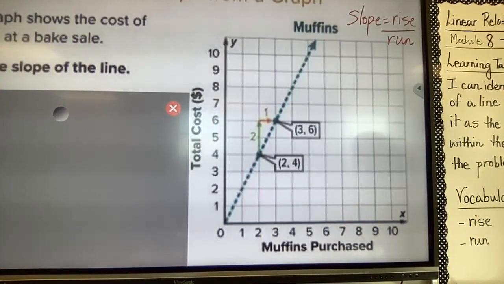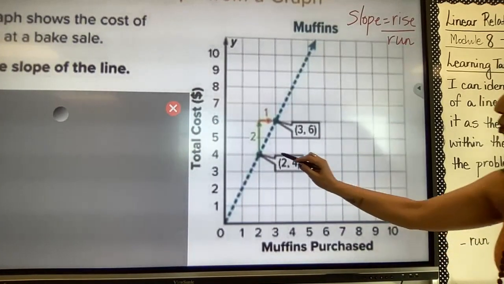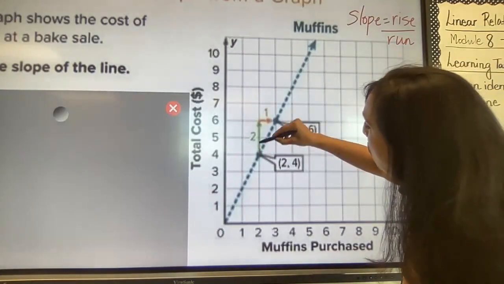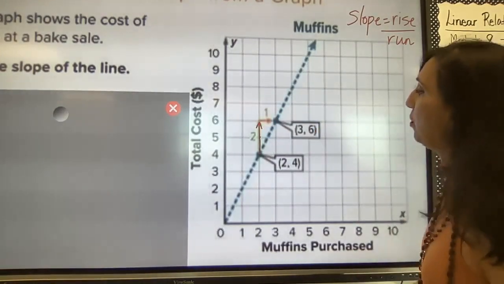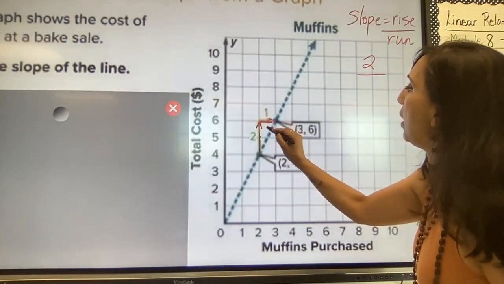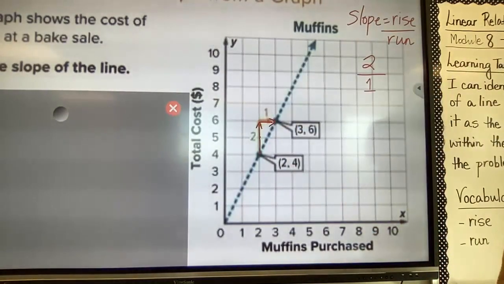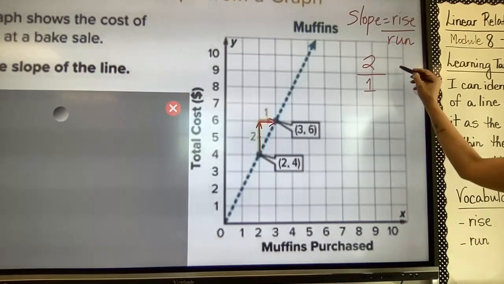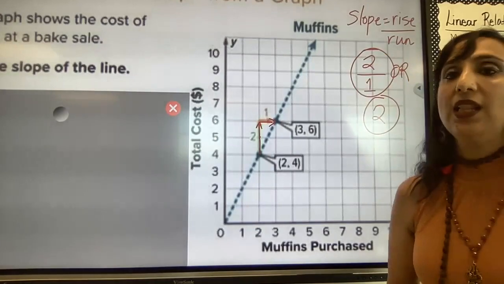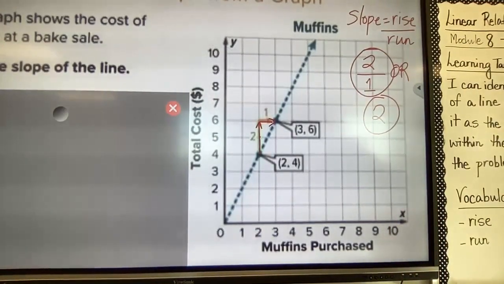And in this case, the points are (2, 4) and (3, 6). When I'm looking at the vertical change, what do I see? I have 1 and I have 2. Okay, so my rise is 2. My run is just 1. So this is 2 over 1. Okay, and therefore the slope of the line is 2 over 1, which is 2. So that is the slope of the line in this case, just by looking at the graph.